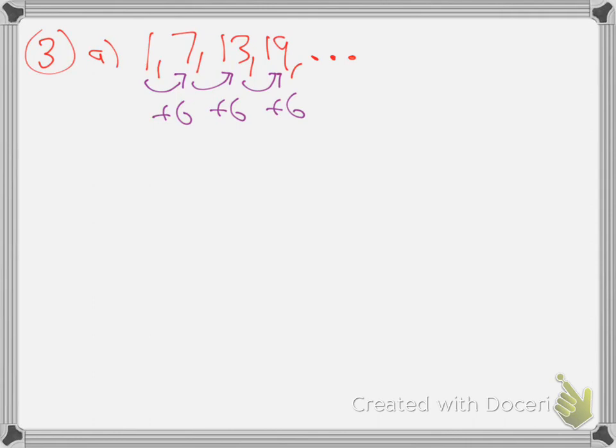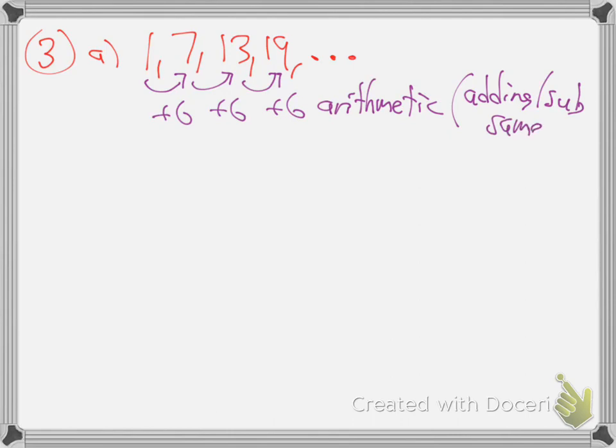So I gave you a formula. When it's adding the same number, it's called arithmetic, because arithmetic is when it's adding or subtracting the same number every time. The ones where they're multiplying the same number every time, that's called geometric. We'll do that, I think, in the next problem. So right now it's arithmetic.